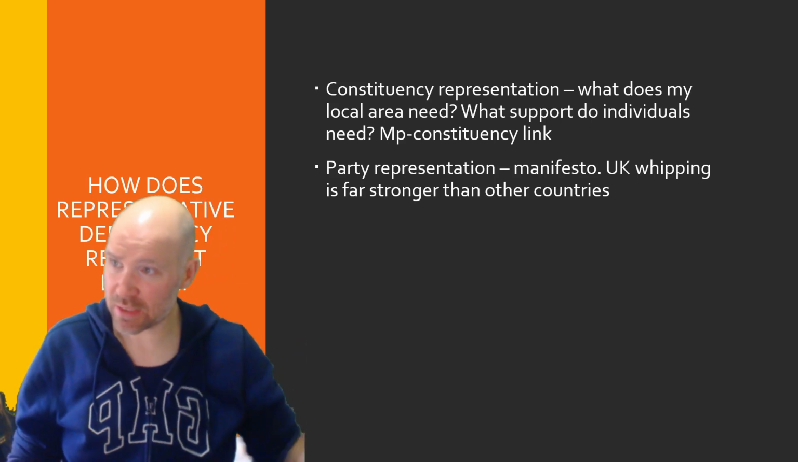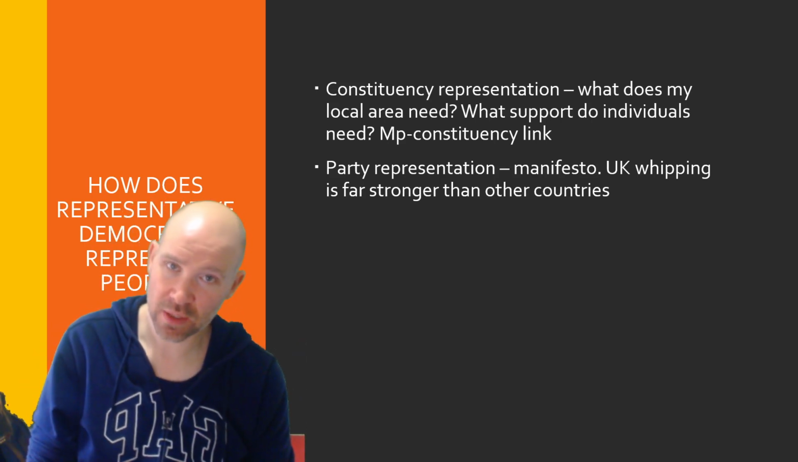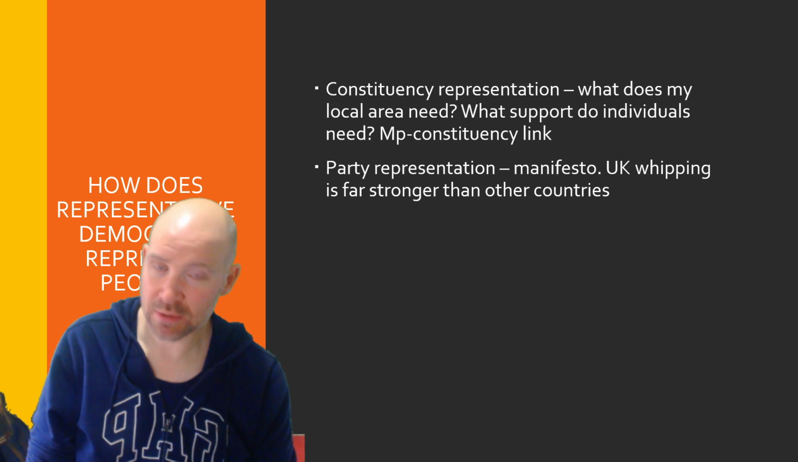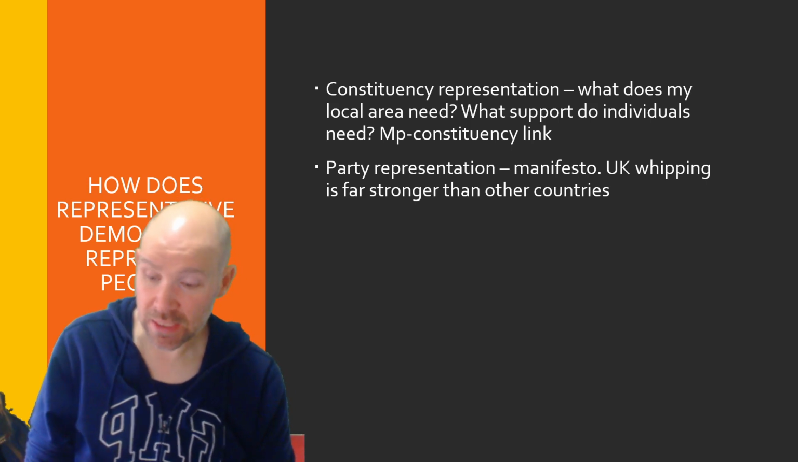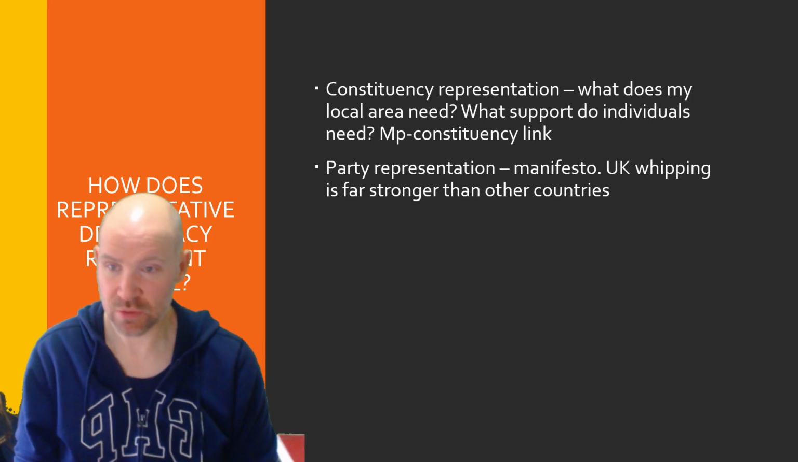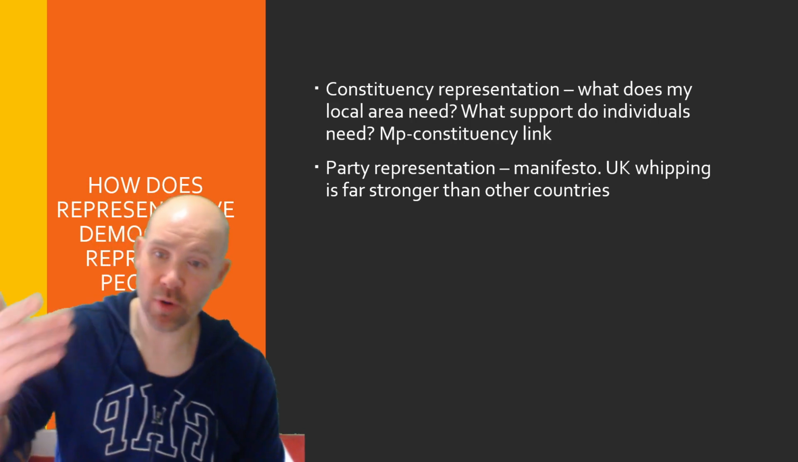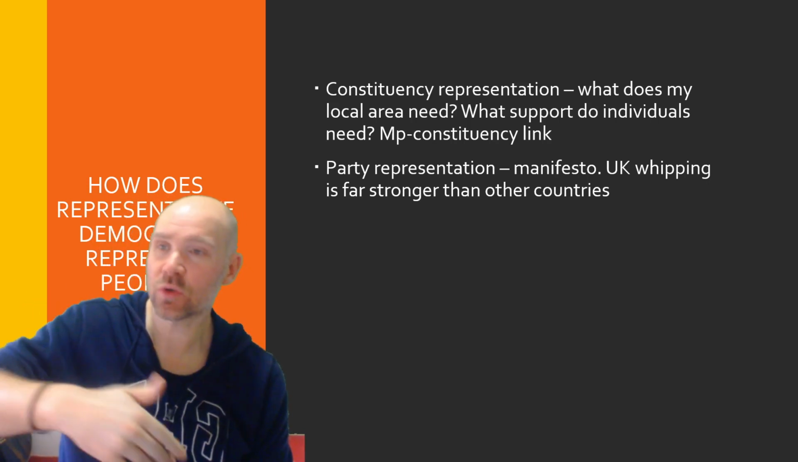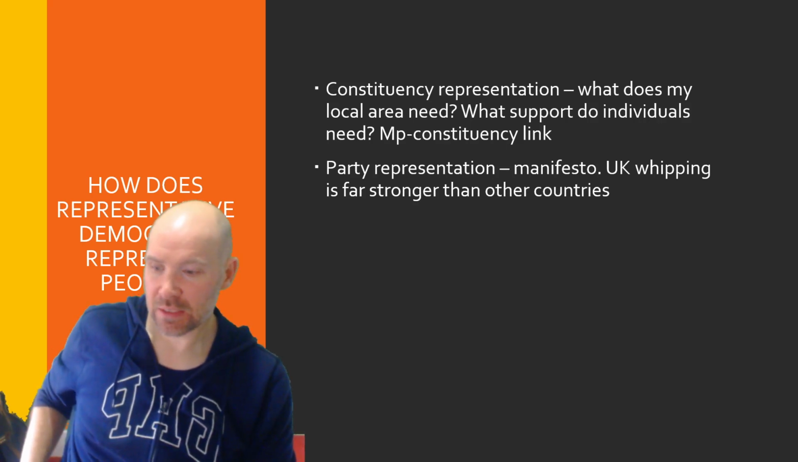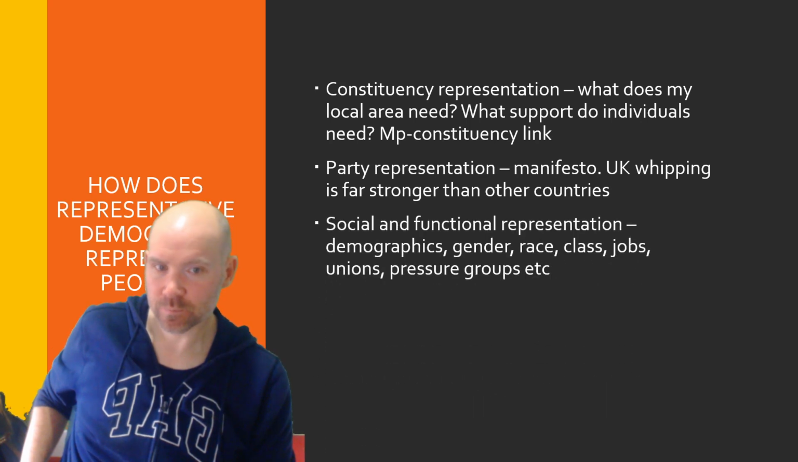And I've put a little note here that UK whipping is far stronger than in other countries. In our political system, most of our MPs will vote along party lines most of the time, even if that perhaps goes against the wishes of their local residents or goes against the needs of their local area. Not always, and there are exceptions. For example, Boris famously voted against or avoided voting for HS2 because he didn't think it was right for his local area and constituency.